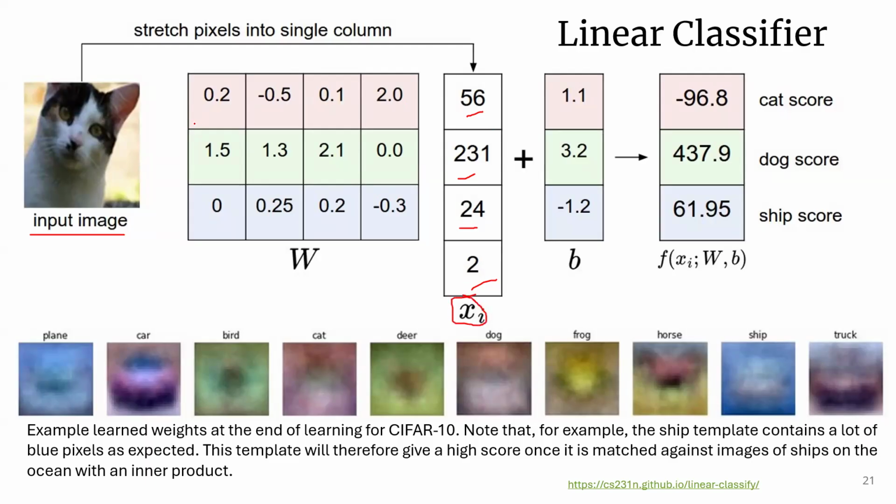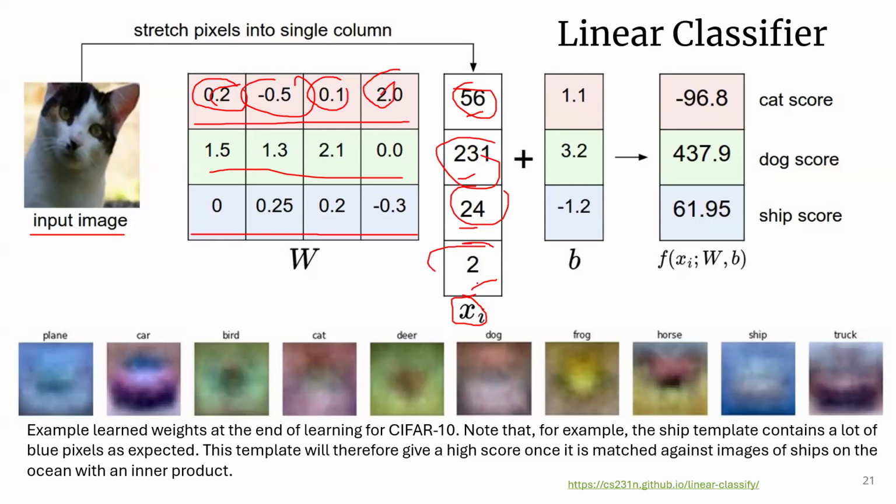So for each image, there is a row. This is the cat row. This is the dog row. This is the sheep row in the weights matrix. You take this matrix-vector multiplication. You take this 0.2 and multiply by 56. This minus 0.5 multiplied by 231. This is 0.1 multiplied by 24, and this is 2 multiplied by this last 2. And then finally a number is added, 1.1, and then you get the score minus 96.8. This is the cat score. And then in the second row, you have the dog score. In the third row, you have the sheep score. So as it stands, which one is the largest?